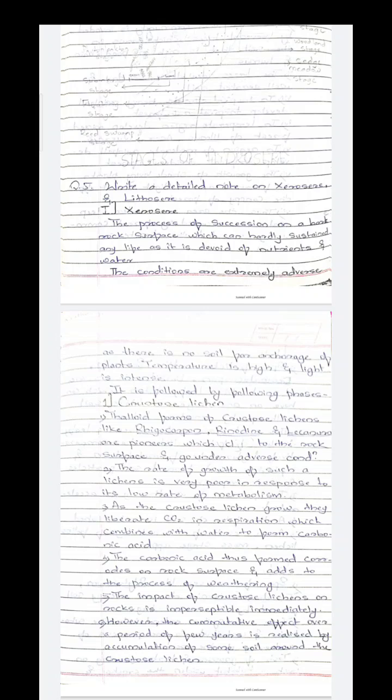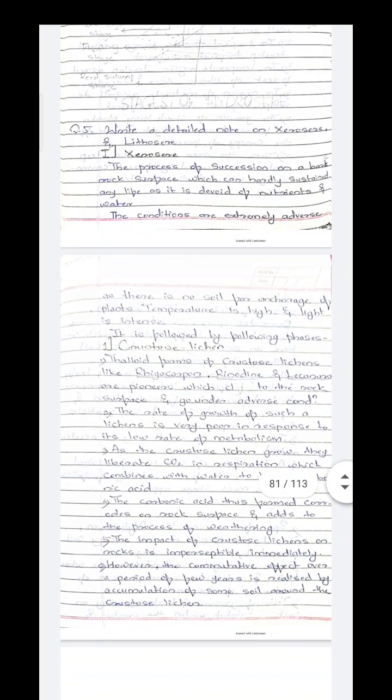Crustose lichens are thalloid form lichens, and they can grow on this rock surface. They have a very low rate of metabolism, but due to the liberation of carbon dioxide, and this carbon dioxide combining with water, carbonic acid will be formed. This carbonic acid corresponds to the weathering of the rocks. The weathering is nothing but the formation of soil from rock. So this is the initial stage, the formation of some soil around this crustose plant.